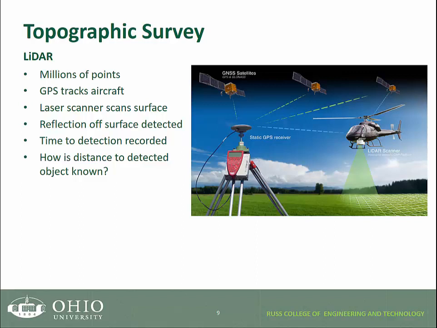How do you think the distance of the object from the aircraft is known? By the LiDAR system. Do you know what the speed of light is? Well, if you know the speed of light, and you know the time that it takes for the LiDAR to bounce off the object and return to the aircraft, then you should know the distance of that object from the aircraft, and therefore know the GPS location of that object.